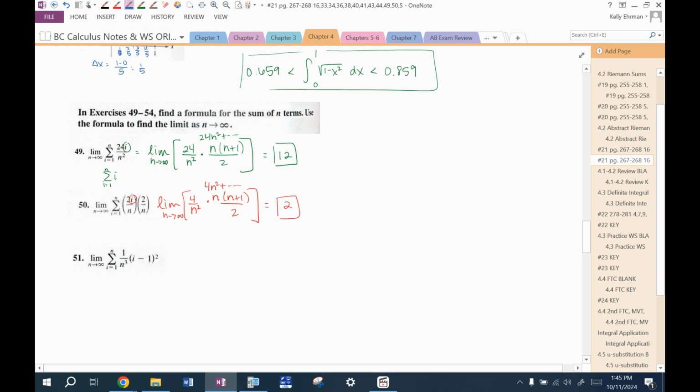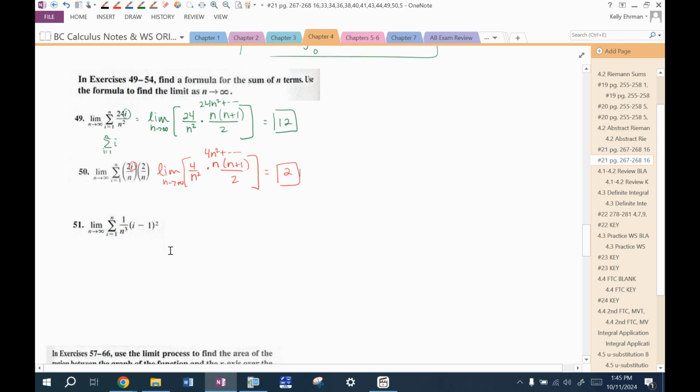For this one, I need to do a little bit of work before I get started, so I'm going to do this off to the side. What is i minus 1 squared? It's i squared minus 2i plus 1. Multiply that by 1 over n cubed. So I have the limit as n approaches infinity of, I haven't gotten rid of the sum yet, I'm just writing out what I actually have. We have 1 over n to the third times i squared, minus 2 over n to the third times i, plus 1 over n to the third.